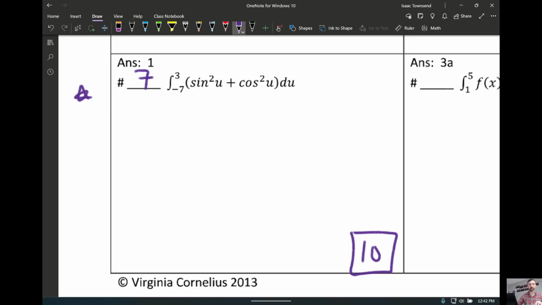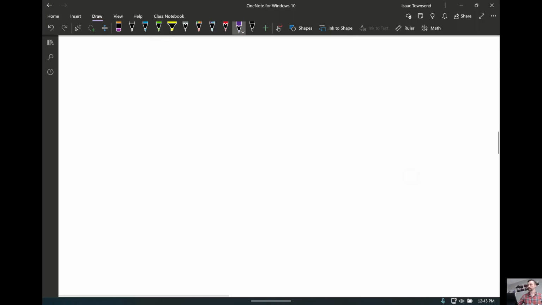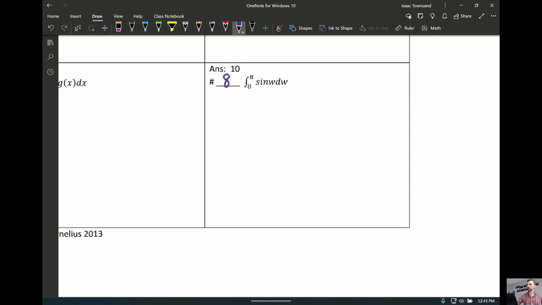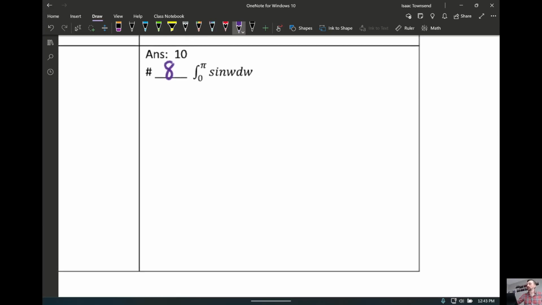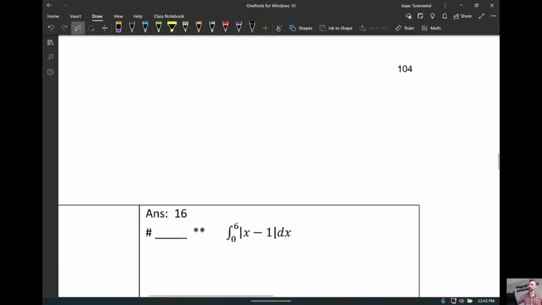So number 8. Yes. Number 8 was on the bottom of page 2, and you got an answer of 2. Okay, I got the same thing. Number 9, I got on the bottom right of page 3.